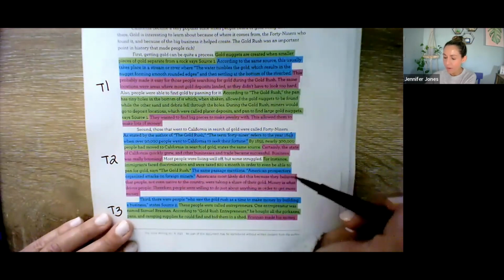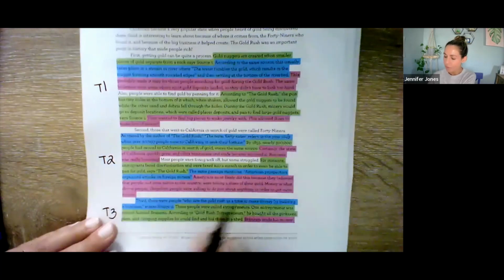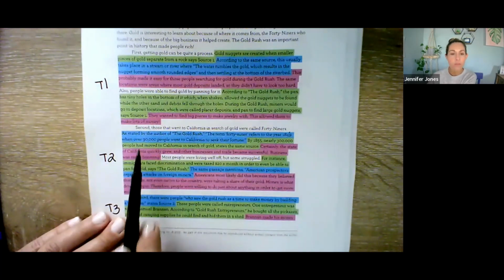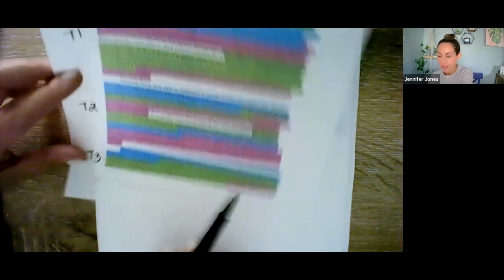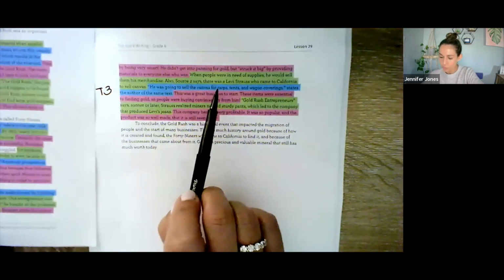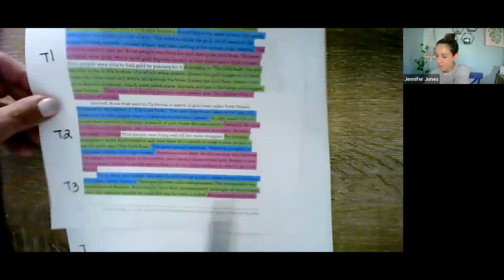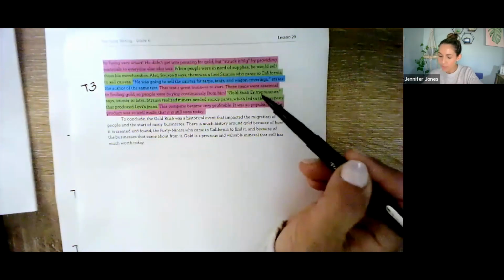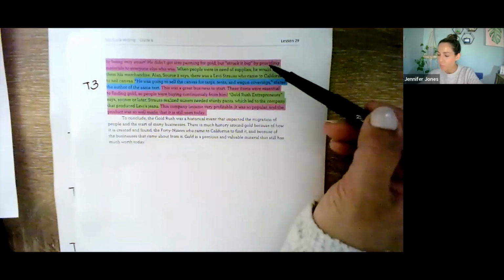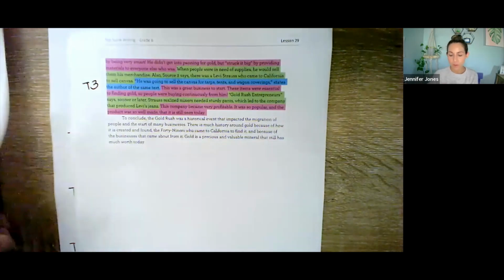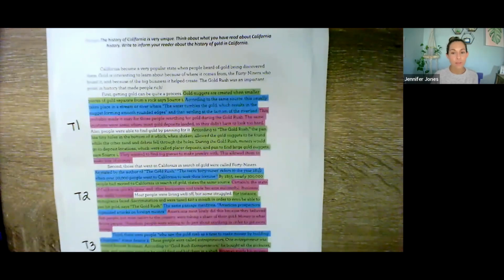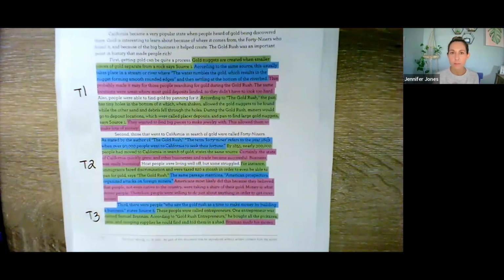What if we compare T2 to T3? So T2 has 2 quotes, 2 paraphrases, 2 own thoughts and ideas. T3 has 2 quotes. They have 3 paraphrases, and 3 own thoughts and ideas. So T3 has a different amount of quotes, paraphrases, and own thoughts and ideas than T2 does. Do you think that's okay?